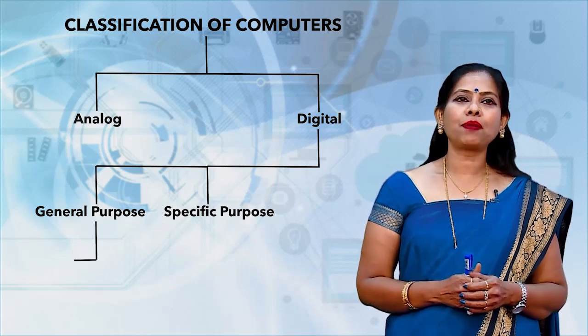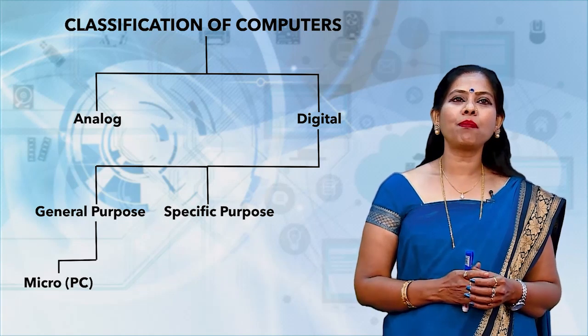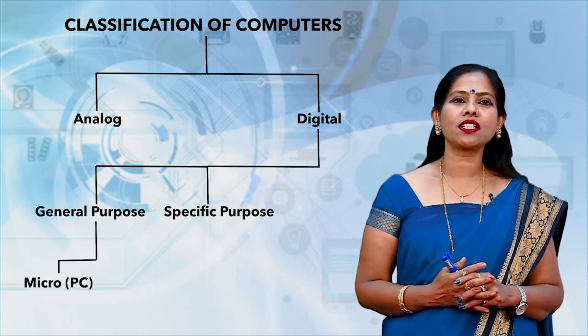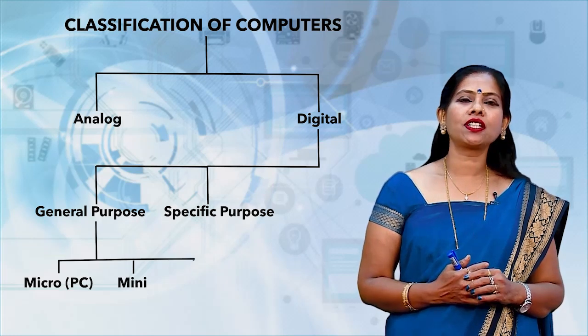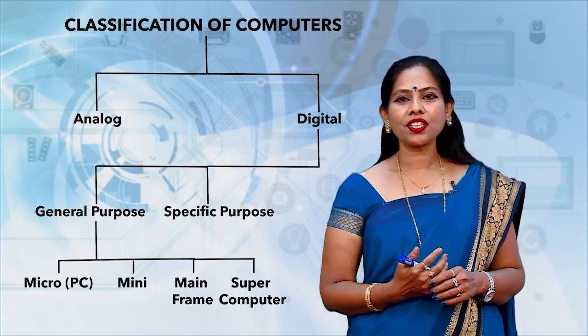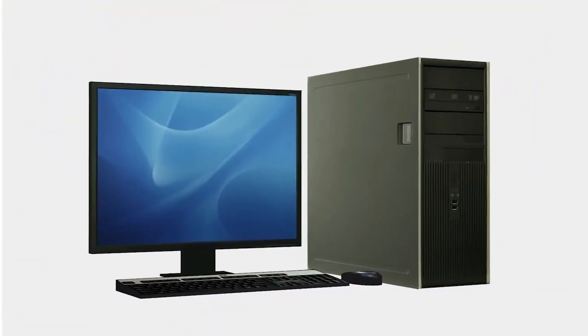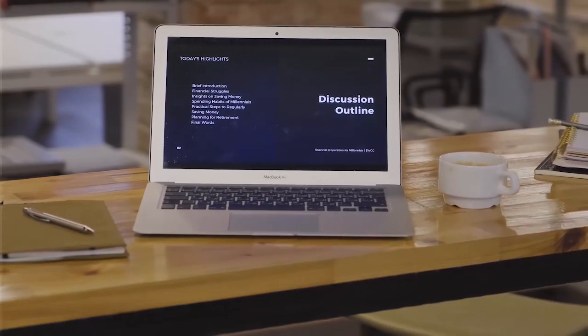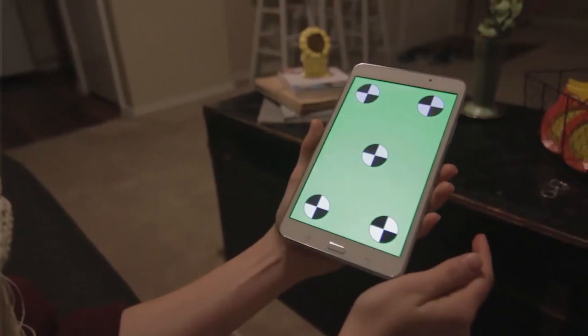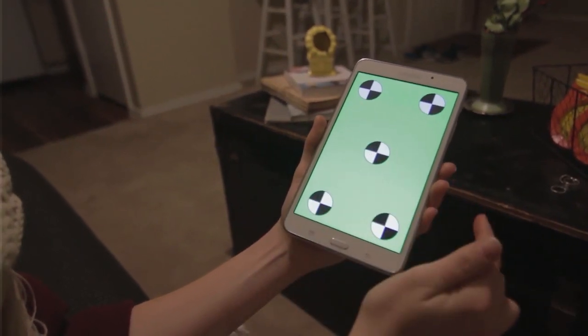General purpose is again divided into micro or personal computers, mini computers, mainframe computers and supercomputers. Which are the microcomputers then? Desktop computers, laptops, your mobile phones, tablets, iPads, they are all microcomputers.